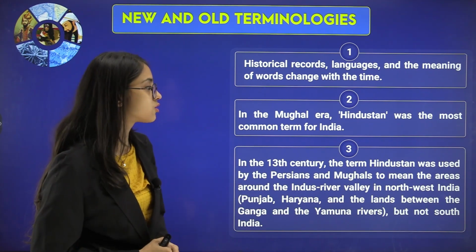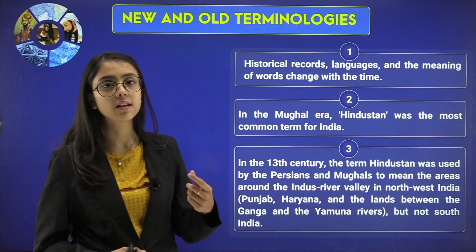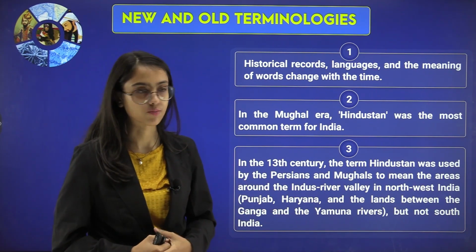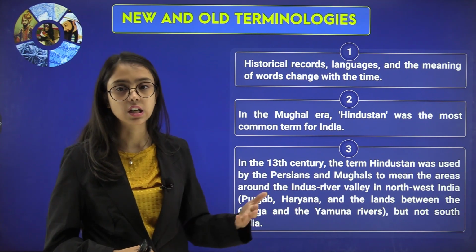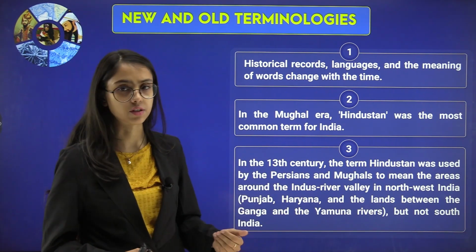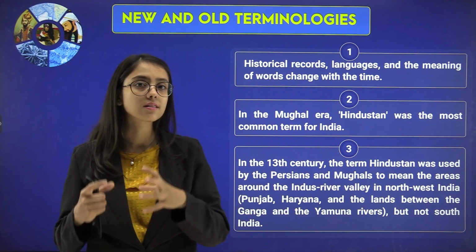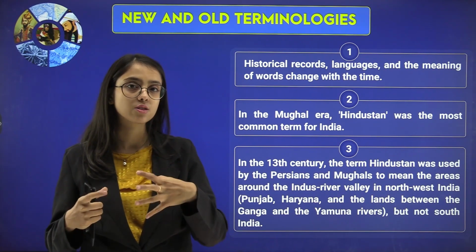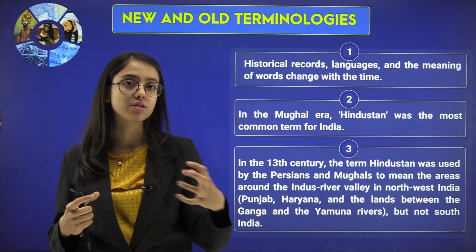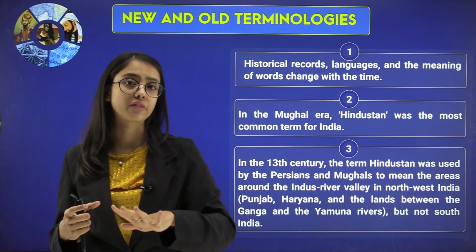In the 13th century, the term Hindustan was used by the Persians and Mughals to mean the areas around the Indus River Valley and the Indus Valley civilization. So, the northwest India around Punjab, Haryana and the lands between the Ganga and the Yamuna rivers, but not the south of India. So, Hindustan comprised the people and the states or the region around the Indus River. That was Hindustan, but not the southern part or the coastal areas of India as we see.